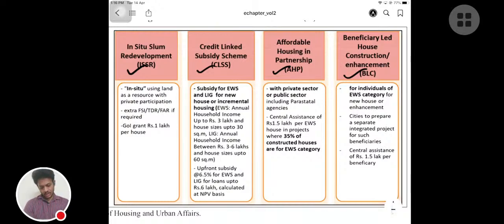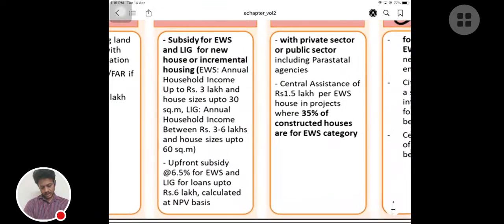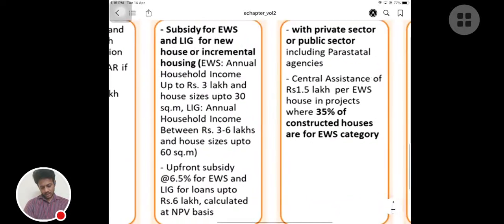And there is also something called credit linked subsidy, where for annual household income up to 3 lakhs, a subsidy will be given on the interest, that is 6.5%. Are you getting the point? Especially for the economically weaker sections or low income group, for loans up to 6 lakhs. If you are going to buy a new house, even a private house worth 1 crore rupees, it is still valid. Are you getting the point? So this is a subsidy for economically weaker sections and low income groups.